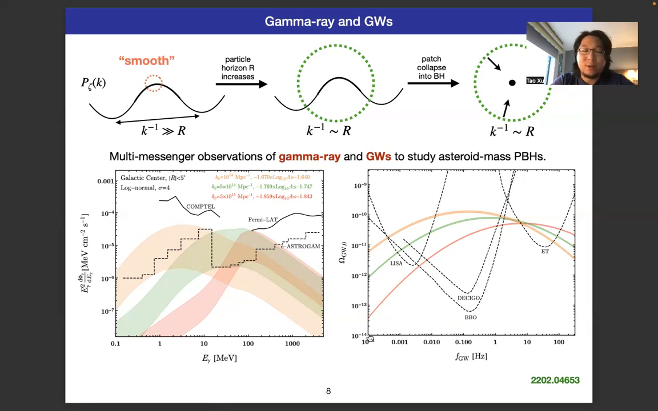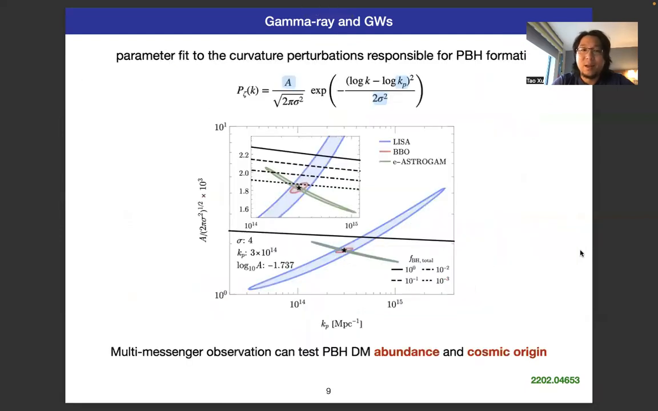In these two panels, we're showing the signal strength, assuming a different curvature perturbation model. On the left panel, we show the range of the gamma ray signal can be higher than the future e-ASTROGAM experiment. And on the right side, we show the corresponding gravitational wave signal will also be higher than different proposed gravitational wave observations. Following this idea, we use different kinds of signal to perform a parameter fit to the curvature perturbation spectrum, and we find there's an interesting correlation between gravitational wave signals and gamma ray signals.